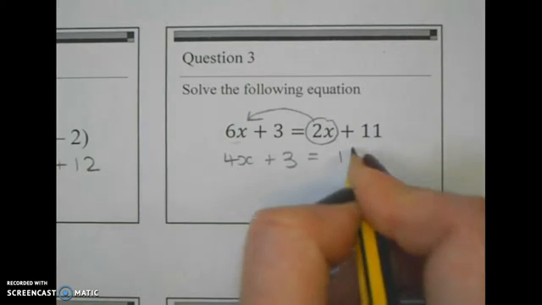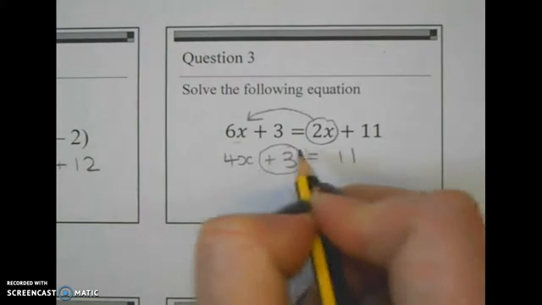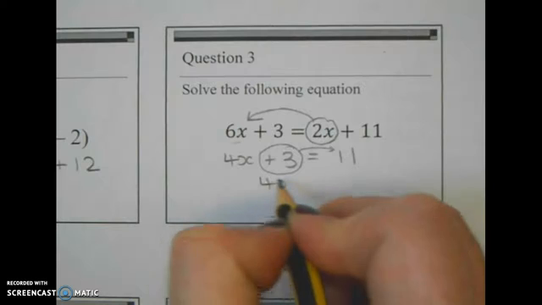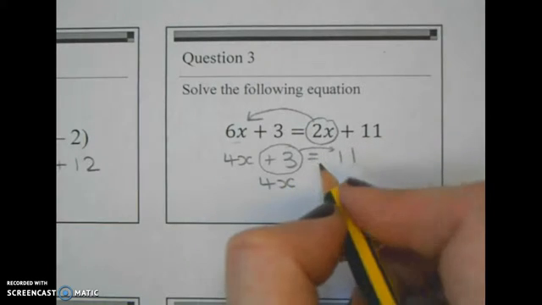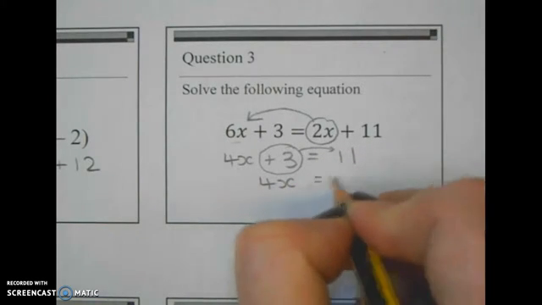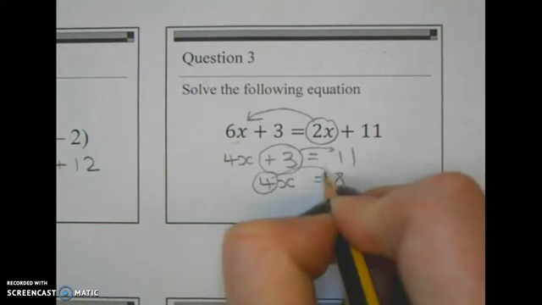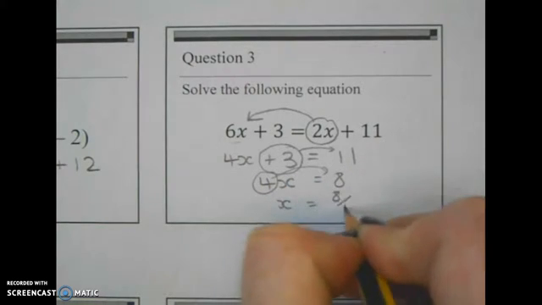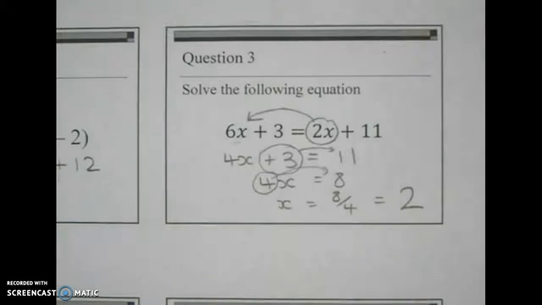Plus 3 equals 11. That plus 3 moved over becomes a minus. 11 take away 3 is 8. And that's a times by 4. So x will be 8 divided by 4, which is just the number 2 for that answer.